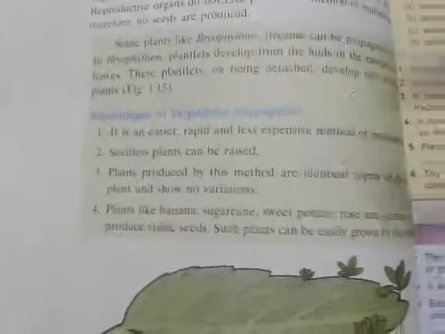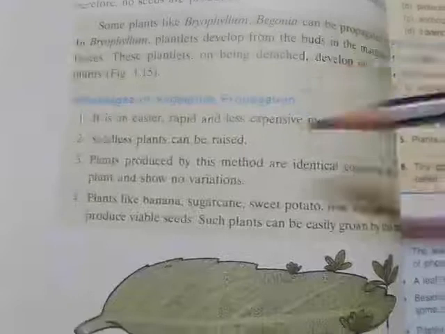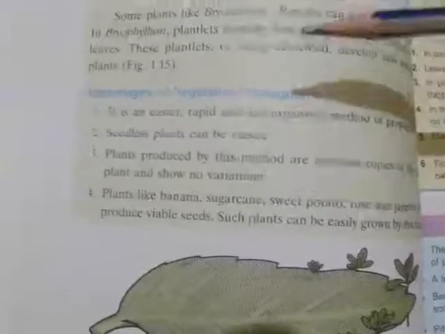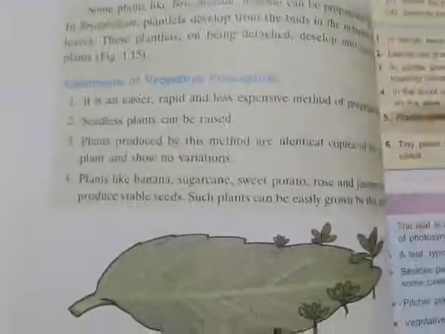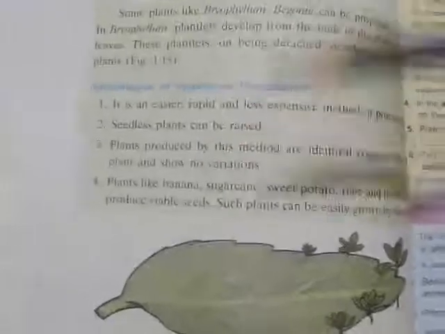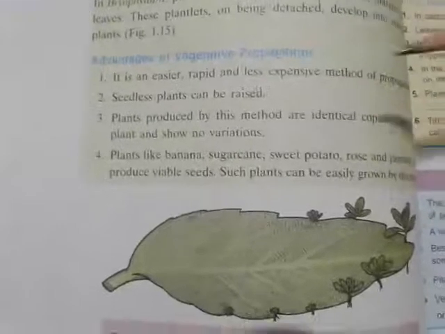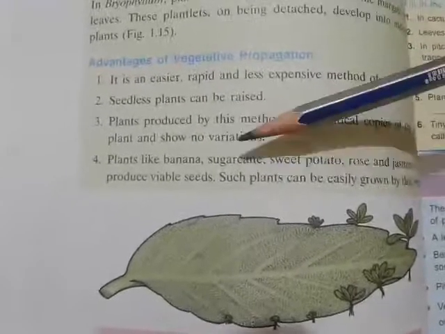So what are the advantages of vegetative propagation? It is an easier, rapid and less expensive method of propagation, because no reproductive organs are used, and that's why a seedless plant can be raised. Whenever the reproductive organs are not used, the plant will not produce seeds. The plants produced by this method are identical copies of the parent plant and show no variations.